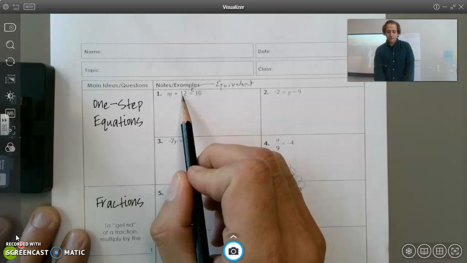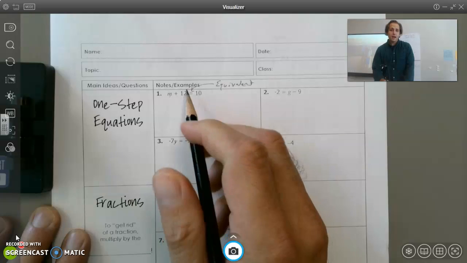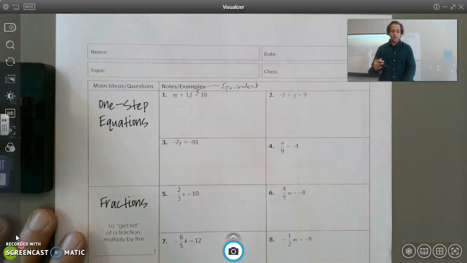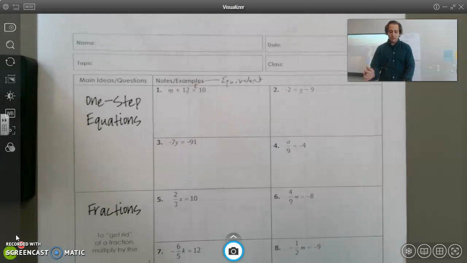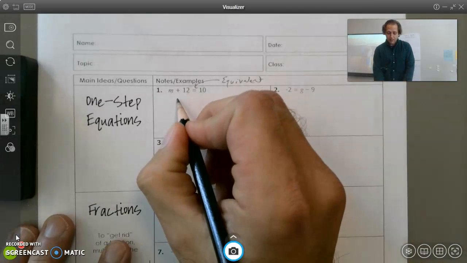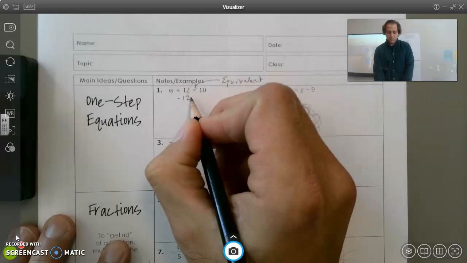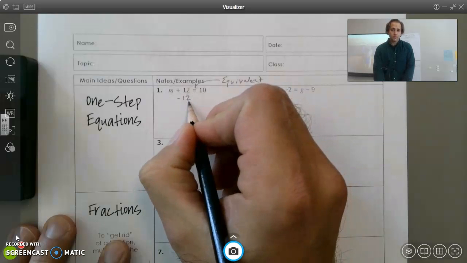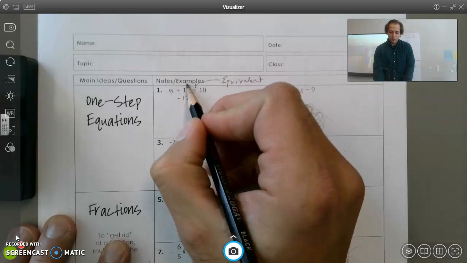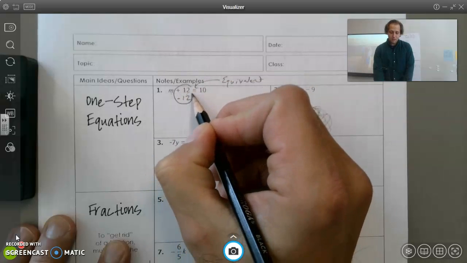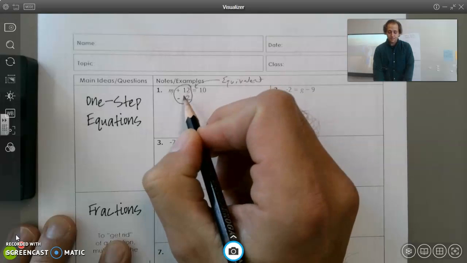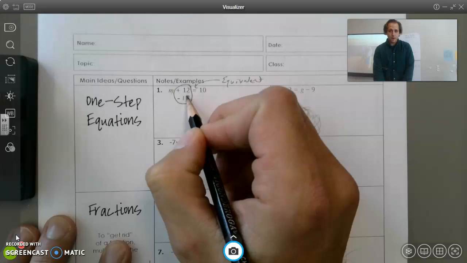Currently, it has a value of 12 being added to it. I would like nothing to be added to it. I would like it to be by itself. So in order for me to get that by itself, I can subtract 12. And again, this goes back to what we've been working on all year, creating zero, additive inverse. I'm going to do the opposite of addition, the inverse operation here. I'm going to subtract 12. That's going to create a zero pair.